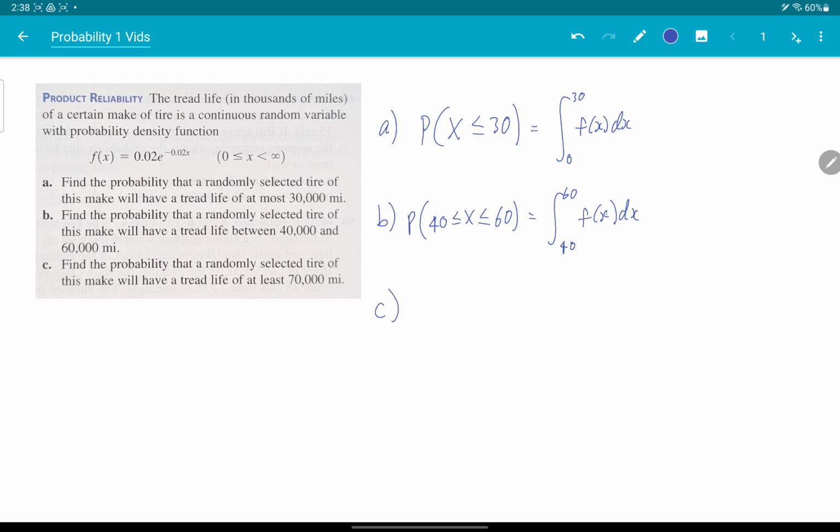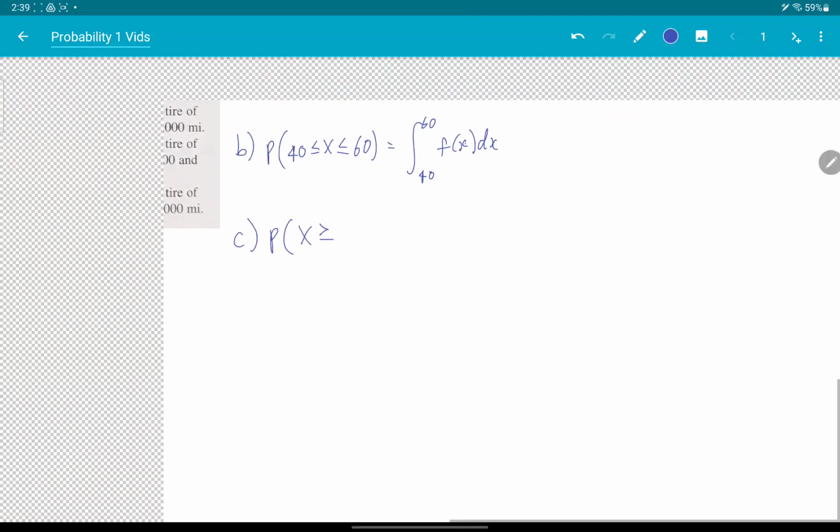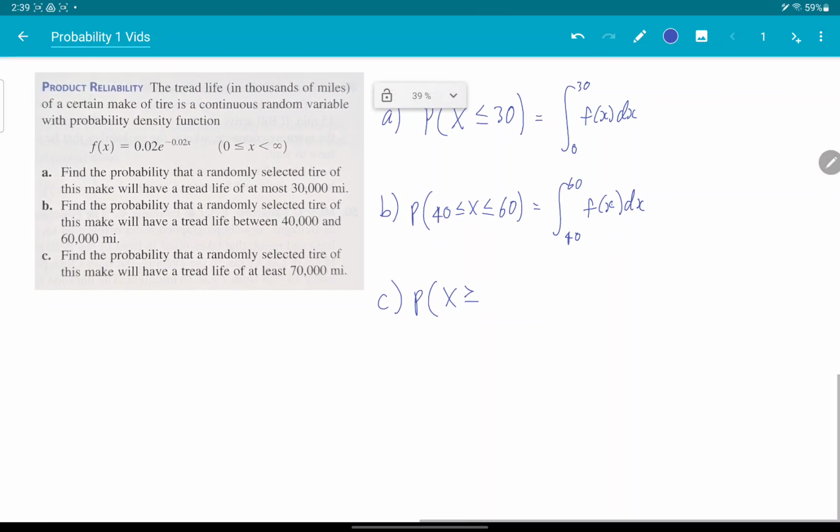And finally, we have in part C, the probability for greater than or equal to 70,000. So P of x, x bigger than 70, which will be the integral from 70 to infinity of f of x dx. So we'll need an improper integral for that one.